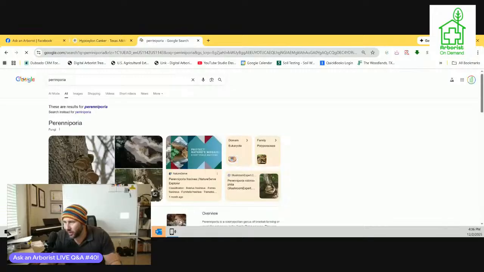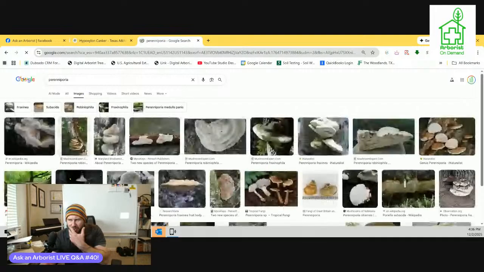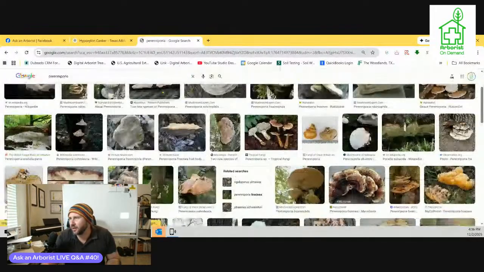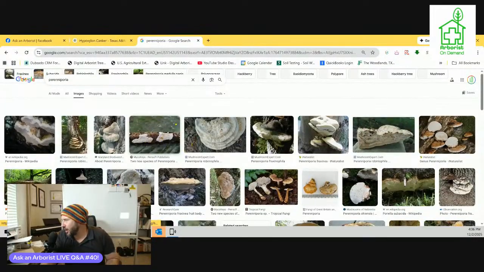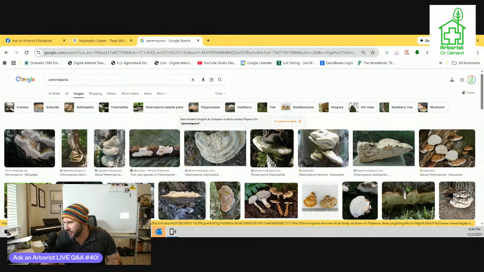Let's just look that one up. Y'all tell me if this looks a little more like what we're looking at there, because I think it's pretty obvious. Perenniporia is a really common one. Look at that. Is that not just spot on what we're looking at here? Look at this. MycoKey is pin soft. I don't know what that means. This is what I'm seeing.